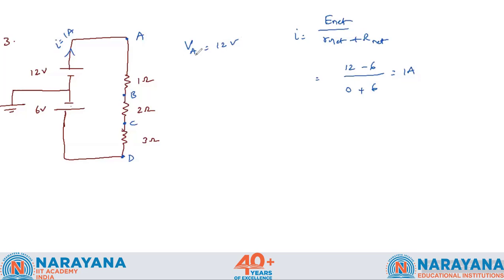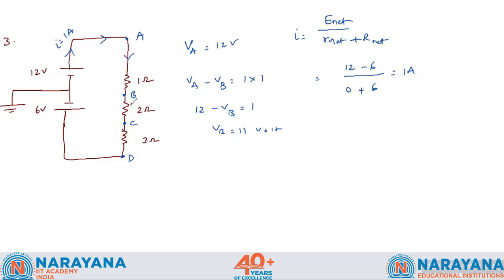Now that 1 ampere current flows through this 1 ohm resistor which is connected between A and B. So the potential difference between A and B will be equal to the current flowing between those 2 points multiplied by the resistance between those 2 points. So that will be nothing but 1. Clear, isn't it? So VA is 12, minus VB, that will be equal to 1. So VB will be equal to 11 volt.